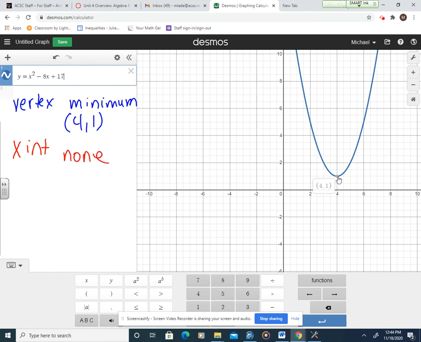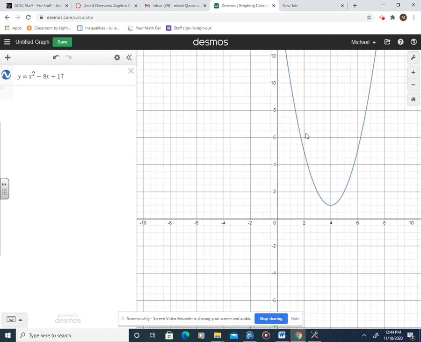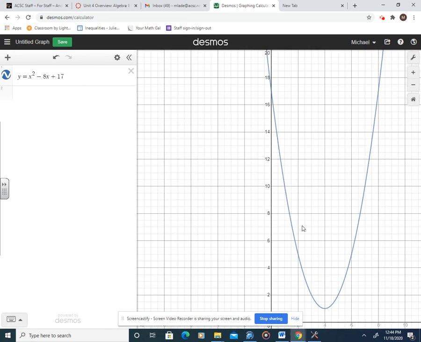And then let's find the y-intercept. So it looks like it's going to have a y-intercept, but we can't see it on the graph that we have right now. So let's just take a mouse and move this. See if we can't locate it. Looks like it's right here at 0, 17. So the y-intercept would be 0, 17.